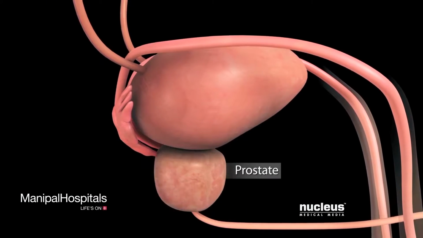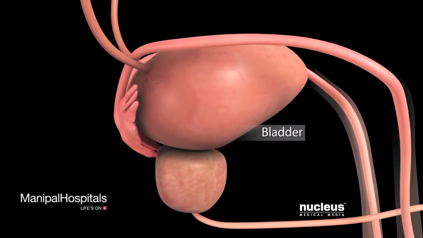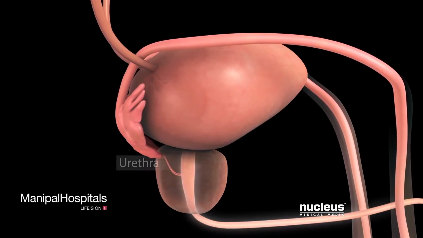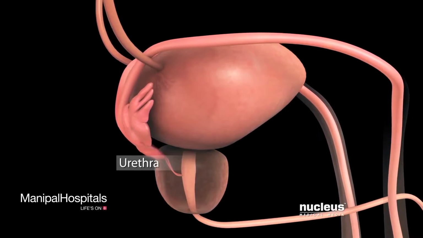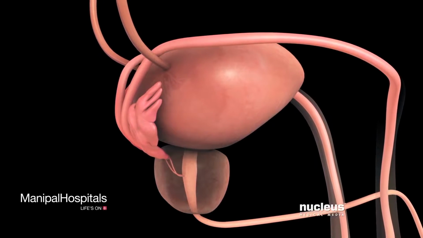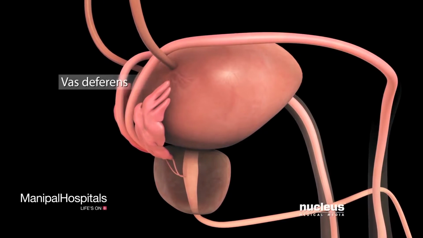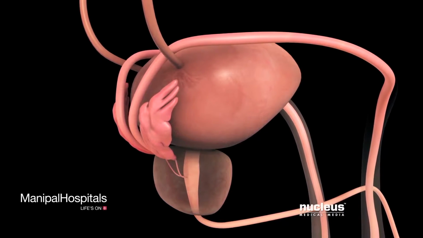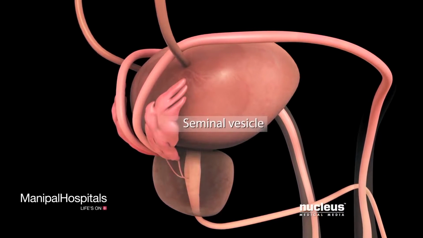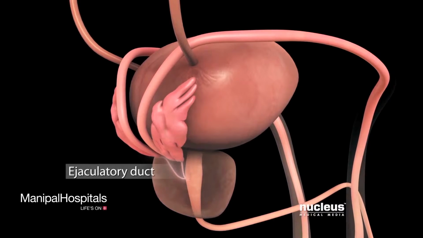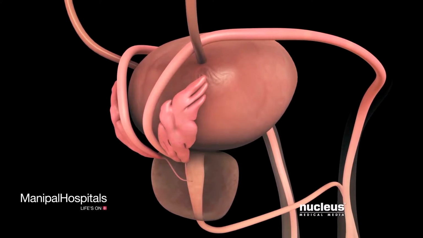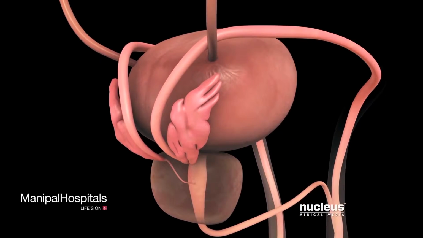Your prostate gland is located just beneath your bladder. Passing through your prostate is the urethra, the tube through which urine exits your body. Each of your vas deferens combines with a seminal vesicle to form an ejaculatory duct, which attaches to your prostate gland.